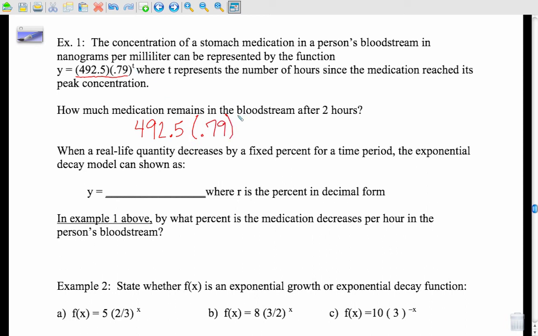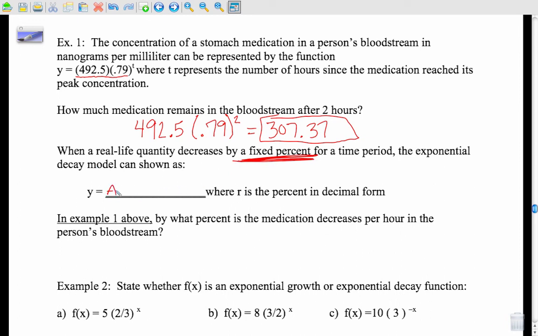How much medication remains in the bloodstream after 2 hours? That just simply means we're going to take our formula, and now I know how much time they want to put in. They want to go 2 hours. Plug this into a calculator, and you should end up getting 307.37 milligrams or milliliters or nanogram. What is it? Nanograms per milliliter after 2 hours.